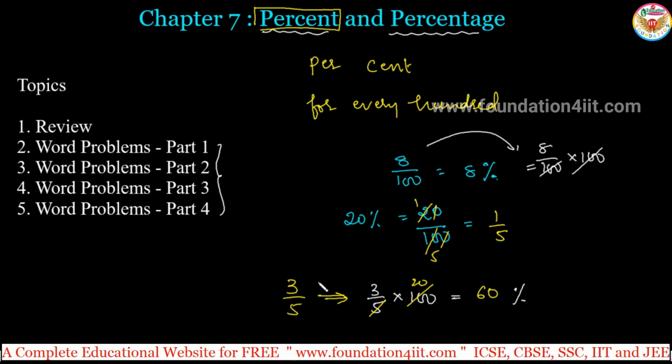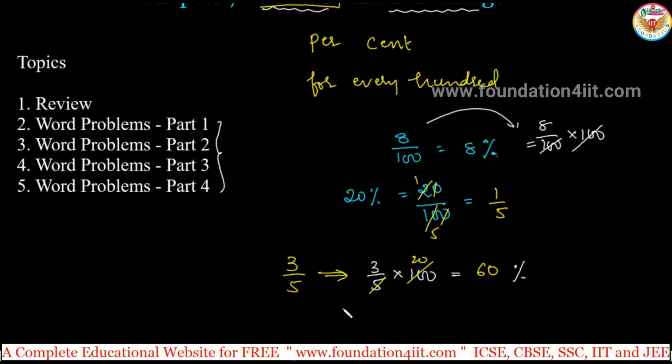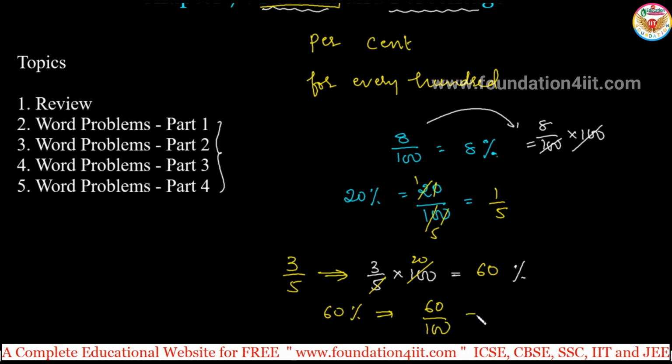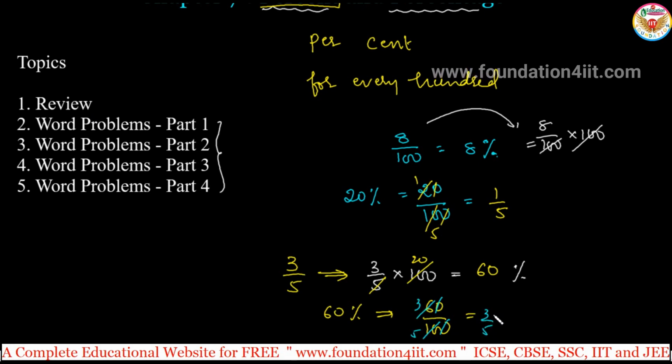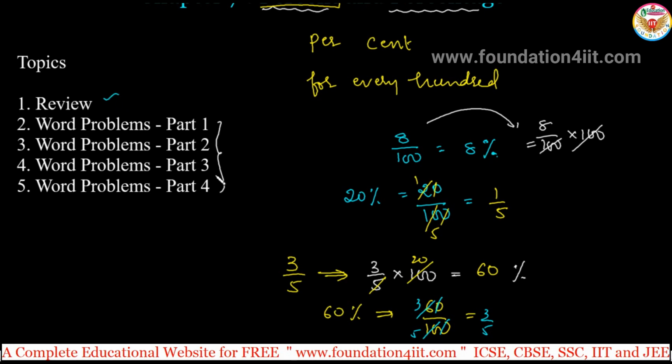In the same way, 60 percent is 3 by 5. This is the conversion: fraction to percentage, multiply by 100, and percentage to fraction, divide by 100. If you have 60 percent, to convert this take 60 divided by 100, then you will get again 3 by 5. So these are the two ways we can express it. This is one part, converting percentage to fraction and fraction to percentage. Just remember that, because we have to apply it in the remaining word problems.